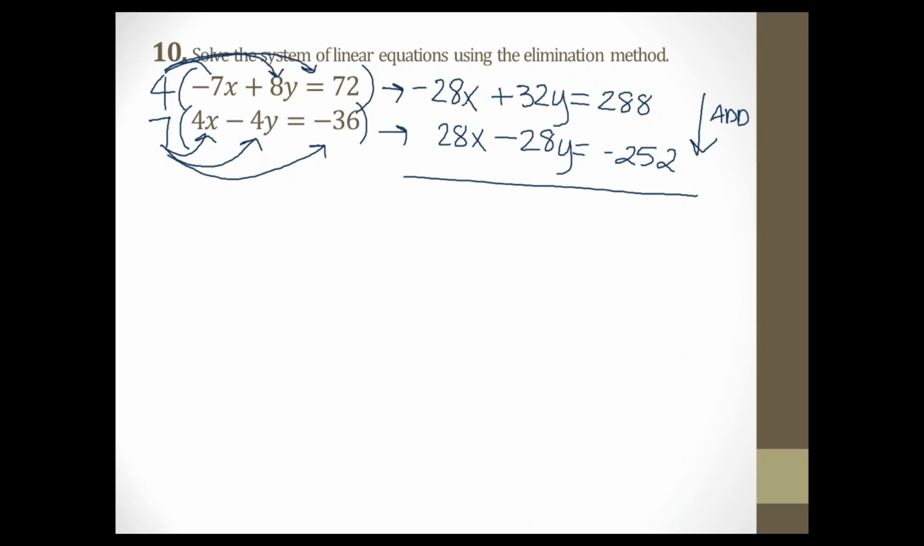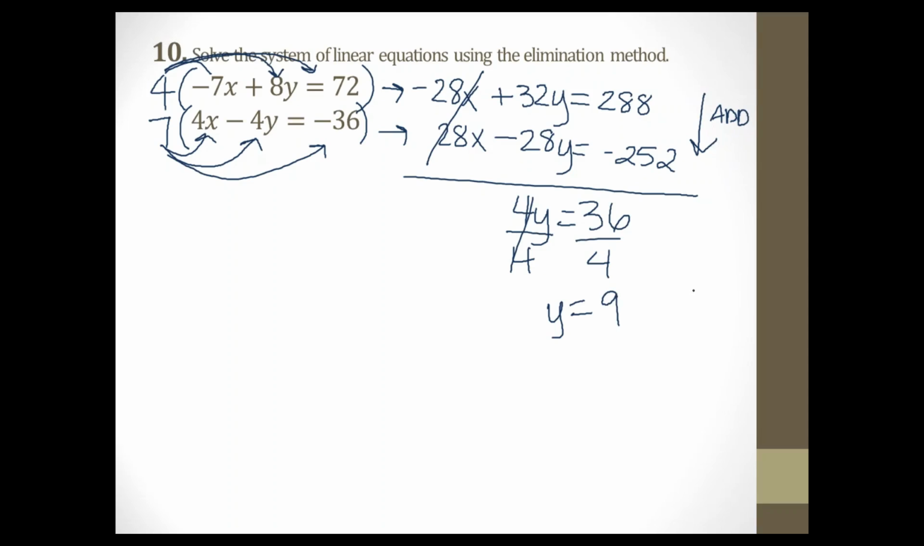So -28x plus 28x cancels out. And then 32 minus 28 is going to give me 4y. And then 288 plus -252 is 288 minus 252, which is going to give me 36. And so to solve for y, I'm going to divide by 4. So y equals 36 divided by 4, which is 9. So that's half of my solution.